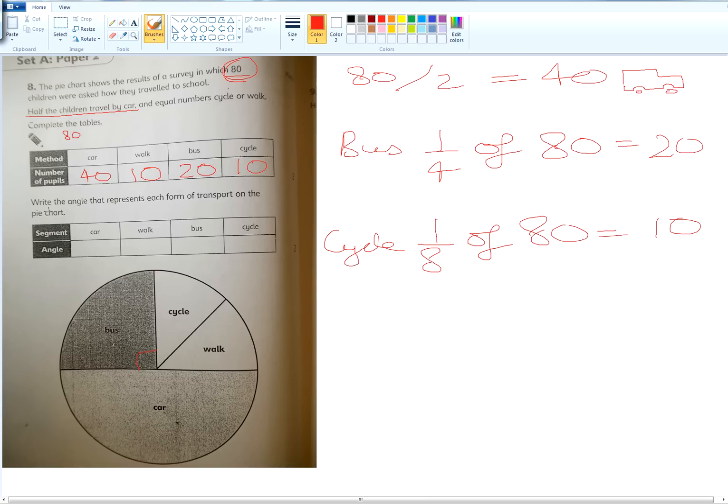That's easy because we can just see from the chart. So the car is, what kind of angle is that? That's called a straight angle, which is 180. So the car is 180 degrees.